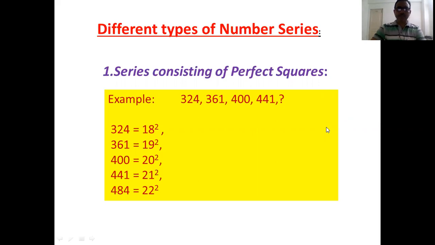Let us start. Number one type is series consisting of perfect squares. As you can see in the diagram, example number one, we have one series. If you look carefully, you will find 324 is the square of 18, 361 is the square of 19, and then 20 square, then 21 square. In the same way, we can say the next number will be 22 square, that is 484.